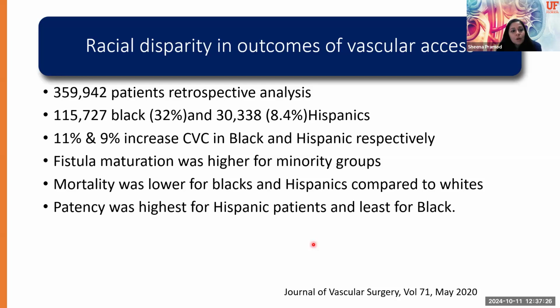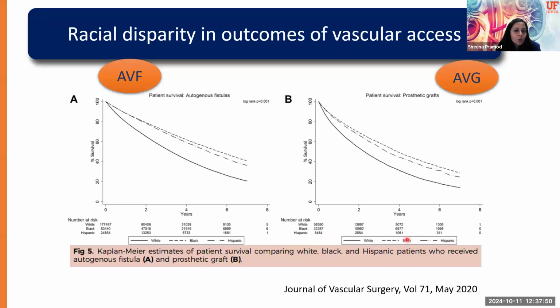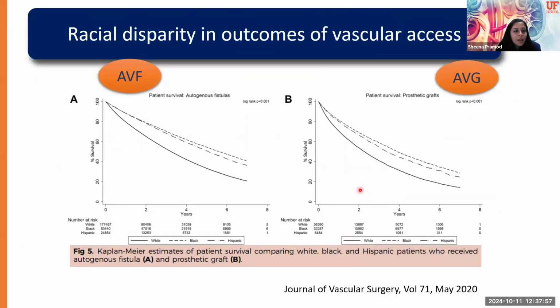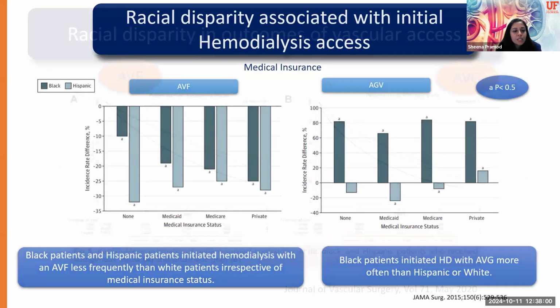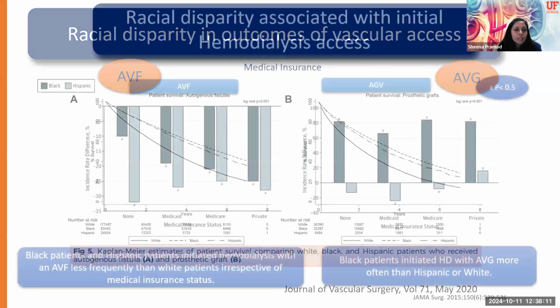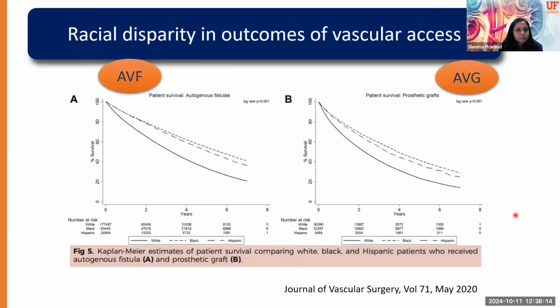The fistula maturation for our minority groups was actually higher once they got a fistula, and mortality was actually better for our ethnic minority groups compared to the Caucasian population. Once they got a fistula, the patency was also higher for the Hispanic population, but the patency was lowest for our African-American population. And we know from previous studies that the African-American population tends to have a higher incidence of AV grafts because of smaller vein diameters, as well as an increased risk of failure of vascular access.